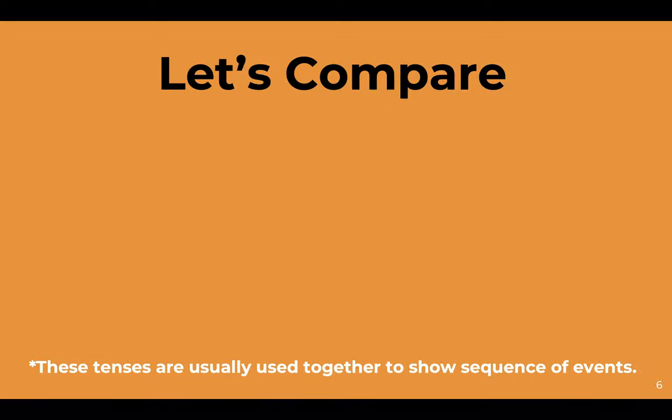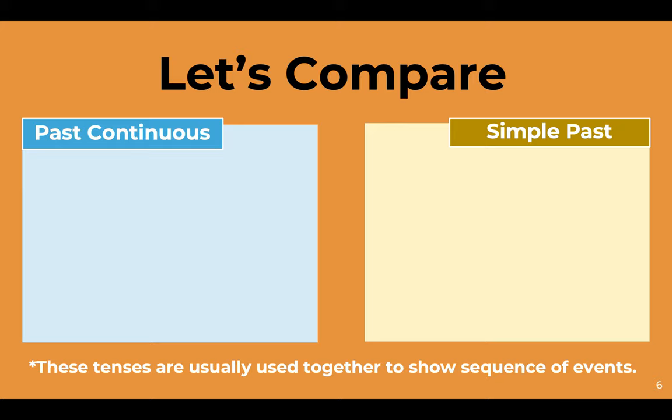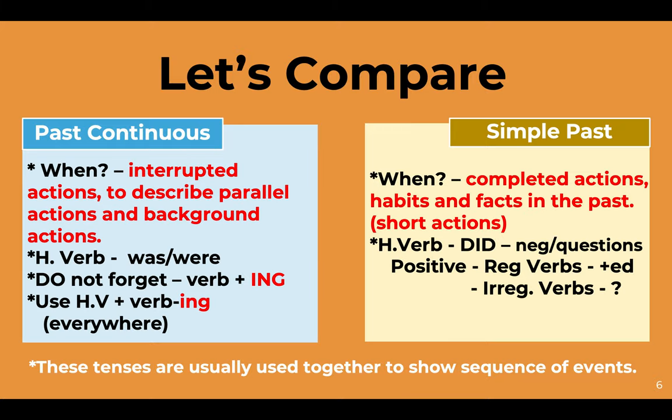So let's compare, and this is the most important part of the lesson. We have to compare the past continuous with the simple past or past simple. So for the past continuous, when do we use it? For interrupted actions, to describe parallel actions and background actions. So things that happened continuously in the past. Instead, the simple past, we use it for completed actions, habits and facts in the past. Short actions. So long and short actions, maybe that will help you.